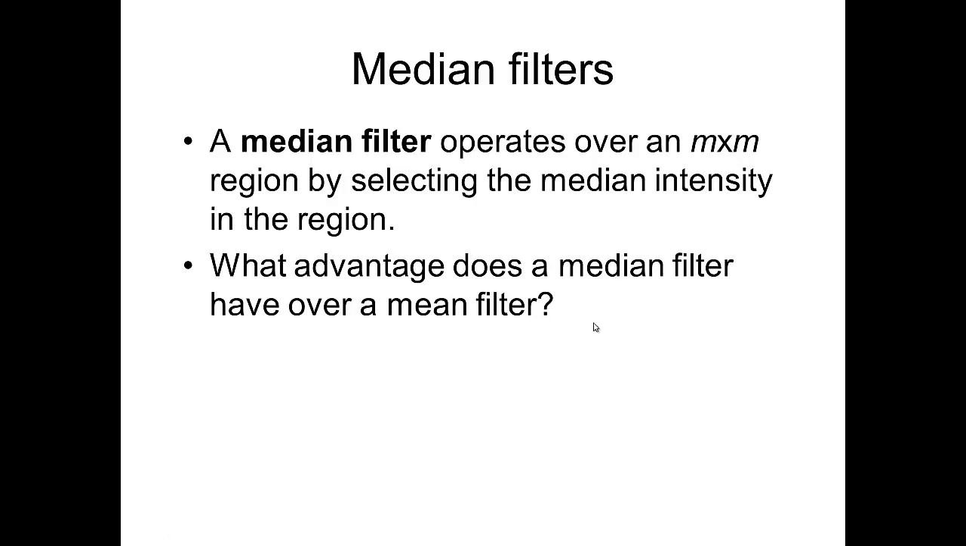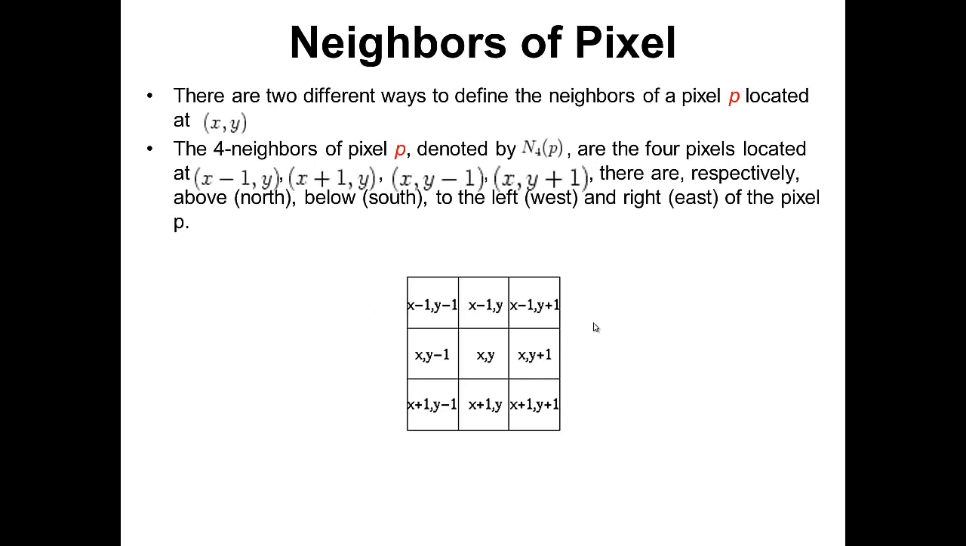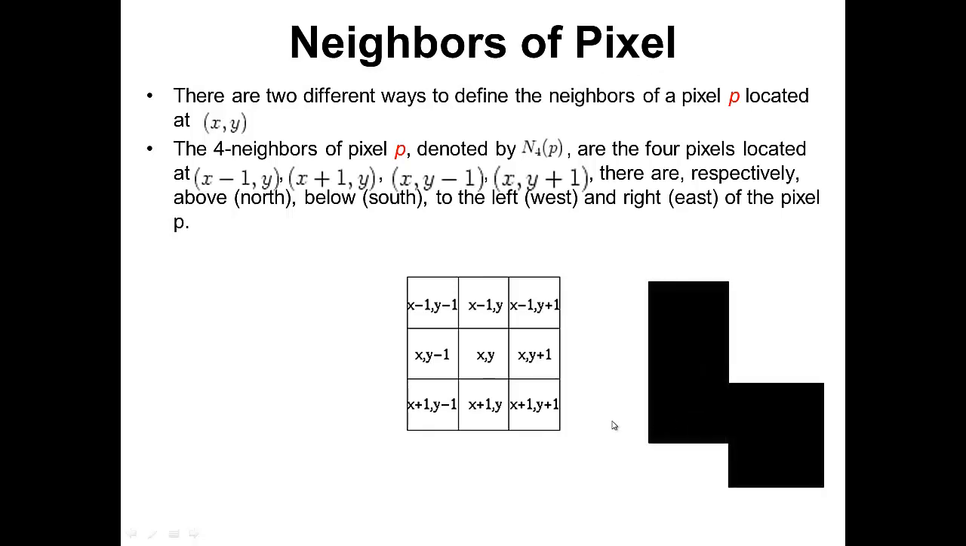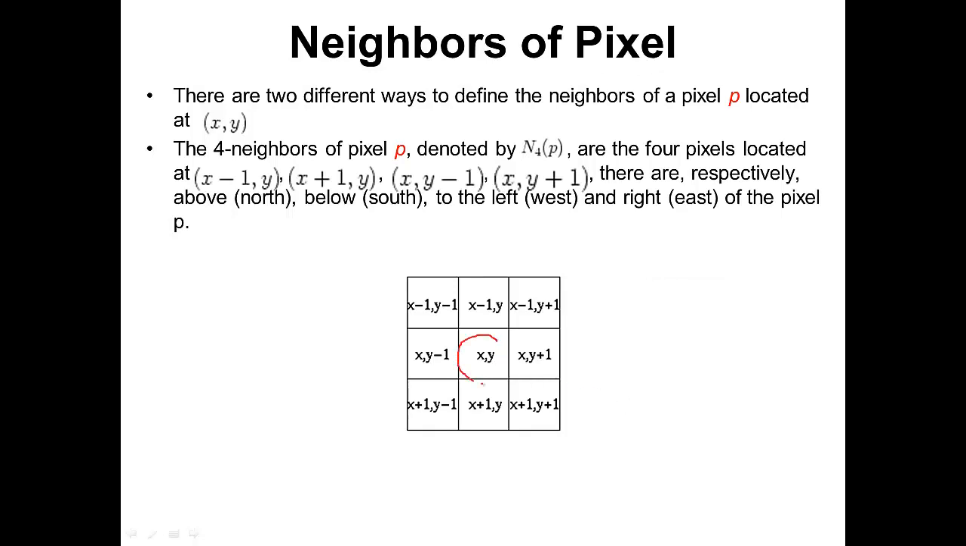In order to understand how a median filter works, we need to understand some concept called neighbors of a pixel. Let's consider this pixel. What are its neighbor pixels? This one, this one, this one, this one, this one, this one, this one, this one. Yes, that's the basic concept, but it is a little complex.